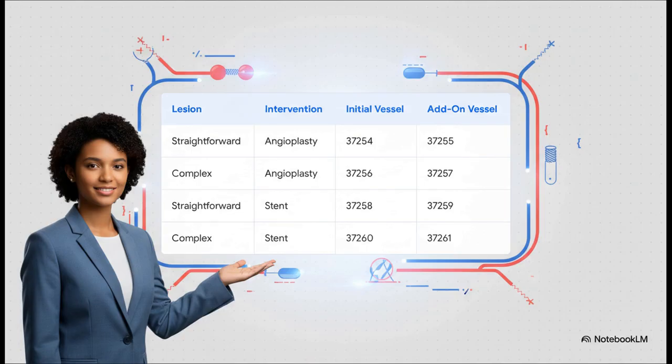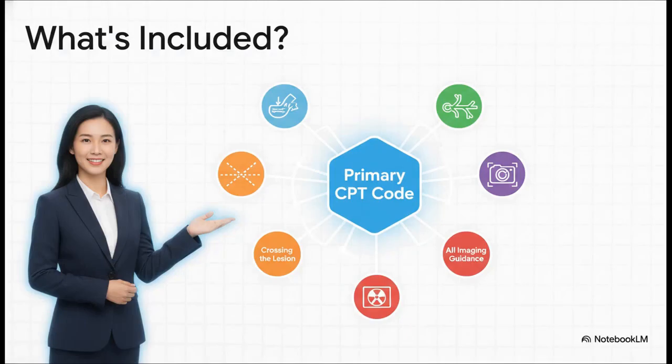The straightforward initial vessel is 37258, and the complex one is 37260. See the pattern? It's consistent and predictable. Another massive change is that these new codes are basically all-inclusive. All that work that used to be confusing or separately coded, like getting access, snaking the catheter into place, actually crossing the lesion, and all the imaging and S&I that goes with it, it's now all bundled into that main procedure code. This is huge for preventing unbundling.